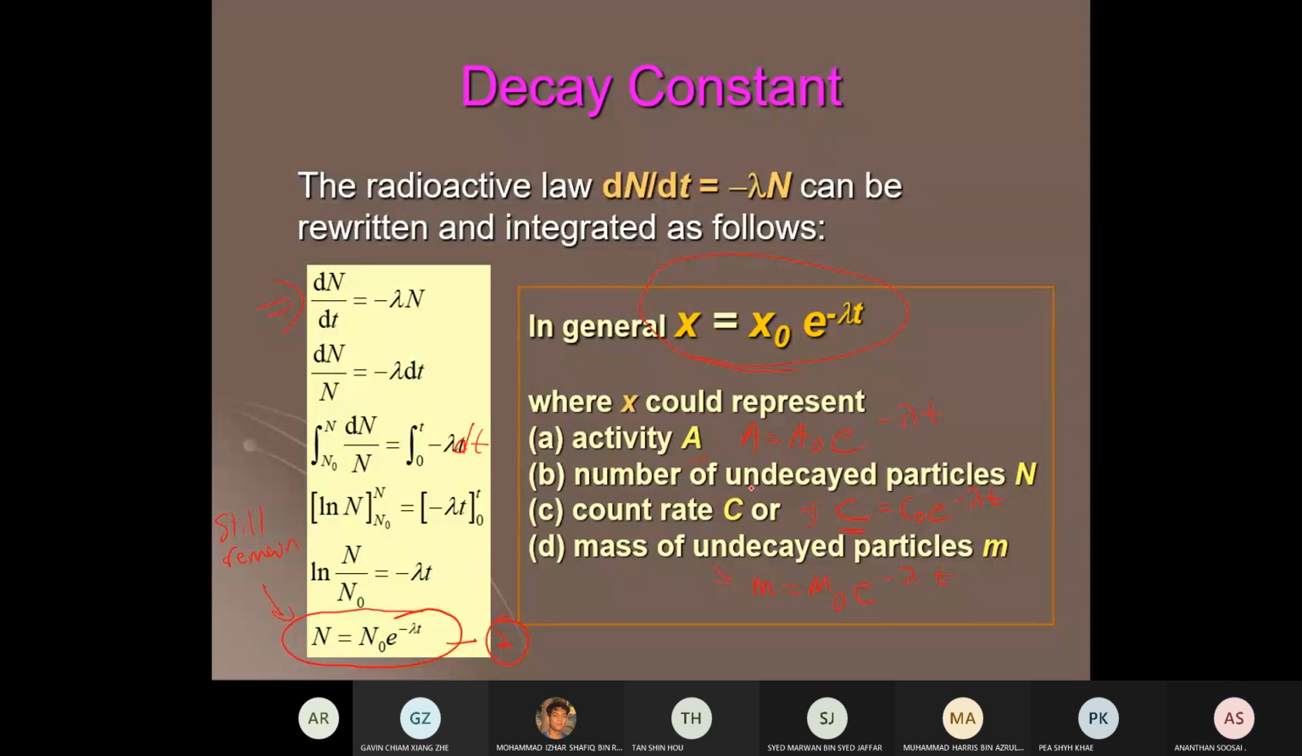So don't think this pattern only belongs to the number of particles. It belongs to mass, count rate, activity.